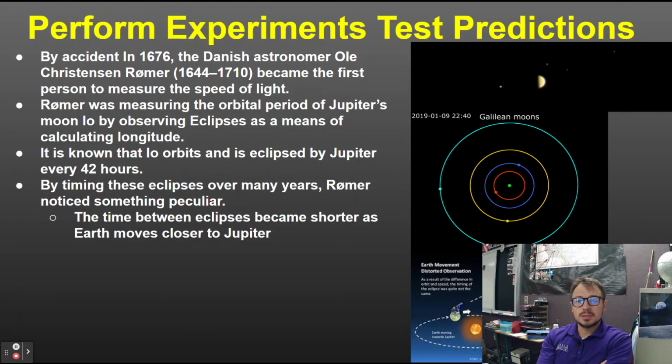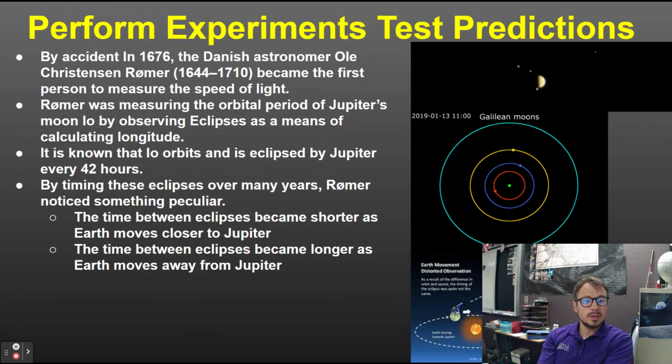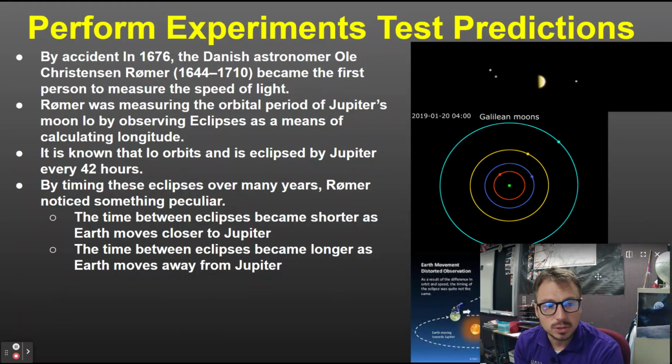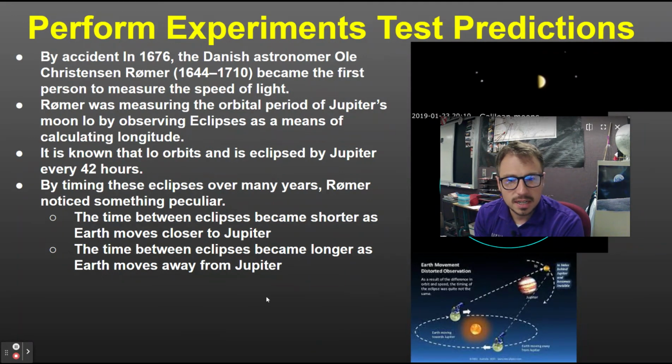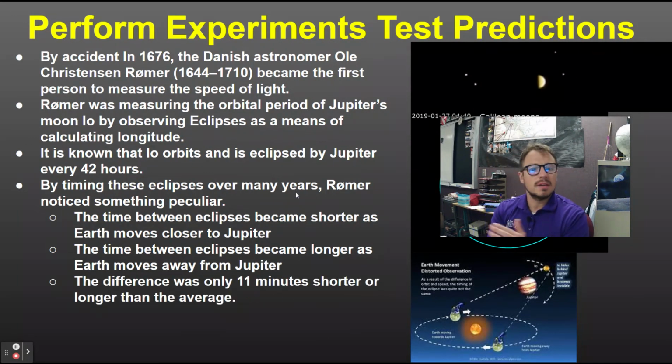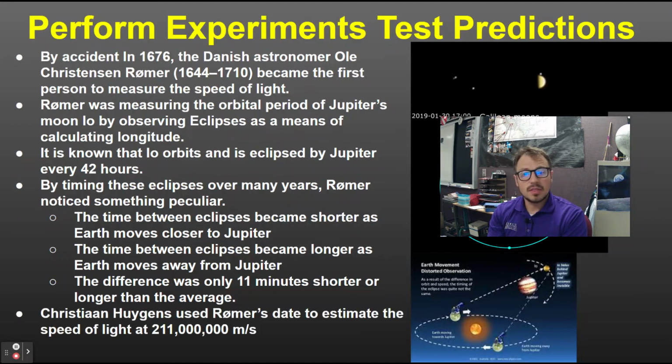The time between eclipses became shorter as Earth moved closer to Jupiter, and the time between eclipses became longer as Earth moves away from Jupiter. So you can see that diagram down here. The difference was only by 11 minutes shorter or longer than average. Now, Christian Huygens used Romer's data to estimate the speed of light as 211 million meters per second.